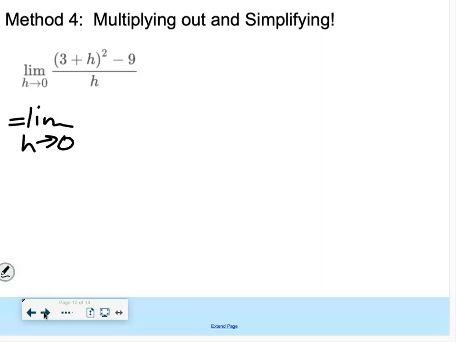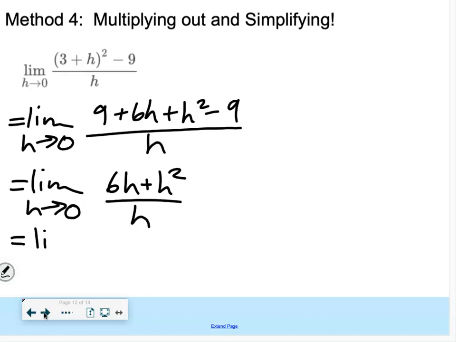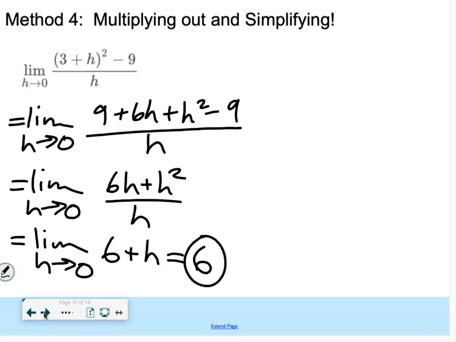We have to do this too. When you see a limit where there's nothing to cancel, but it says square this, just square it. Do what it tells you to do. This one's saying, hey, square me. So you get 9 plus 6h plus h squared minus 9 over h. 9's cancel, so I have 6h plus h squared over h. What can I cancel from every term? H, so I end up with 6 plus h. This is the limit as h approaches 0. Plug in a 0 for h. Your answer is 6.